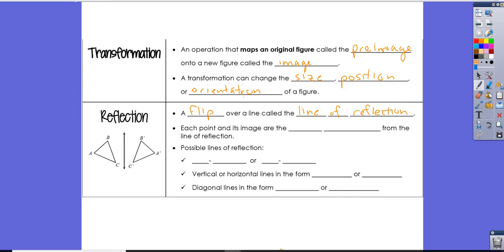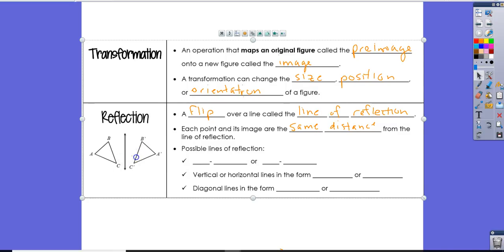I like to think of the line of reflection as where you would sit the mirror. Like if you're looking at yourself in a mirror, you're standing there, and then you've got the mirror on your line of reflection, and then you see the opposite of yourself. Each point and its image are the same distance from the line of reflection. So what that means is, if this triangle is 2 away on this side, it's going to be 2 away on that side. They're going to be the same distance away.